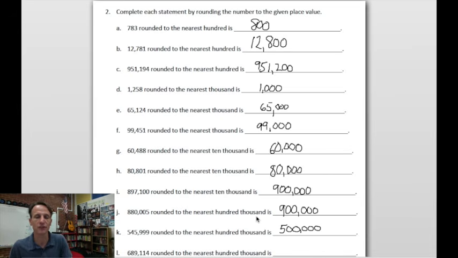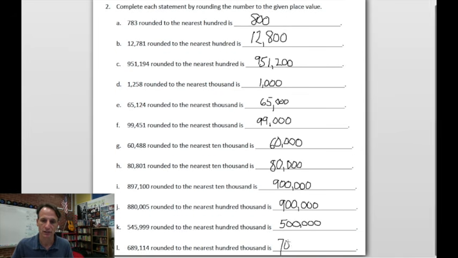And lastly here, we have 689,114, rounding to the nearest thousand. Well, we have 600,000s. Another 100,000 would be 700,000s. Midpoint would be 650,000s. And 689 comes above 650. So we're rounding up to, that's right, 700,000.